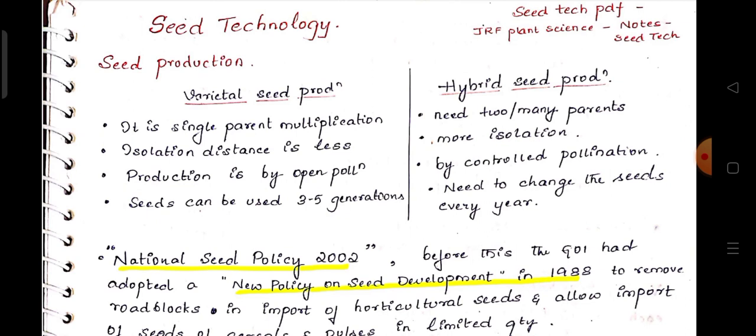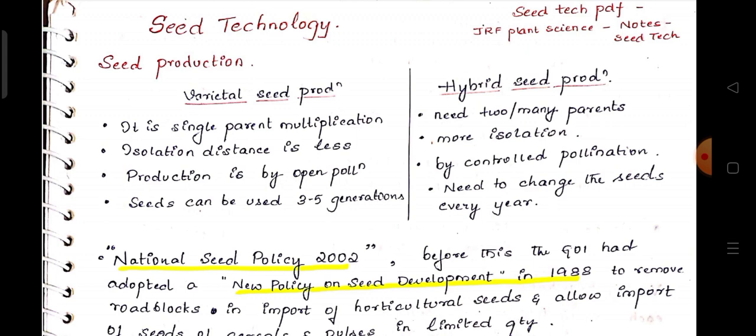Under varietal seed production, it's a single parent multiplication, whereas hybrid seed production needs two or many parents, like you may be knowing about double hybrids, then double cross hybrids, triple cross hybrids, all those things. So there will be multiple lines also crossed in order to get the hybrids.